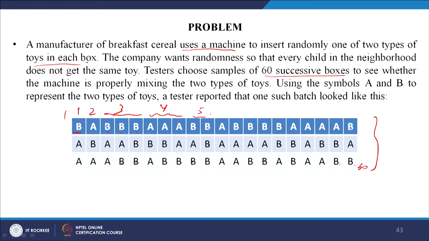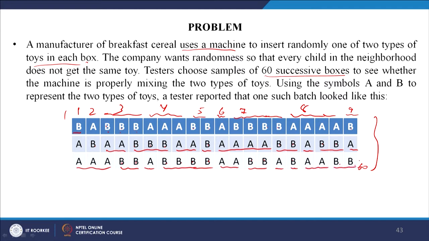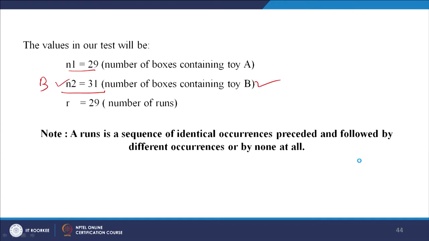Then 5, 6, 7, 8, 9, 10, 11, 12, 13, 14, 15, 16, 17, 18, 19, 20, 21, 22, 23, 24, 25, 26, 27, 28, 29. So, there are 29 runs. That is what it is trying to say. So, R is equal to 29. The number of runs is 29.